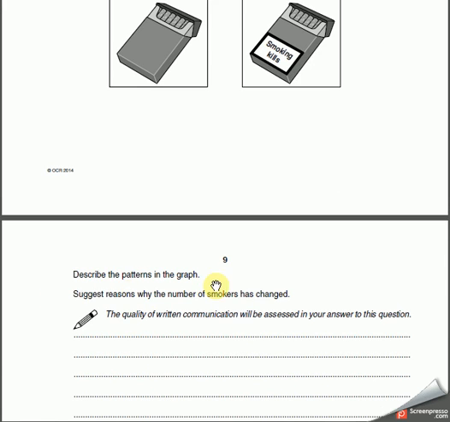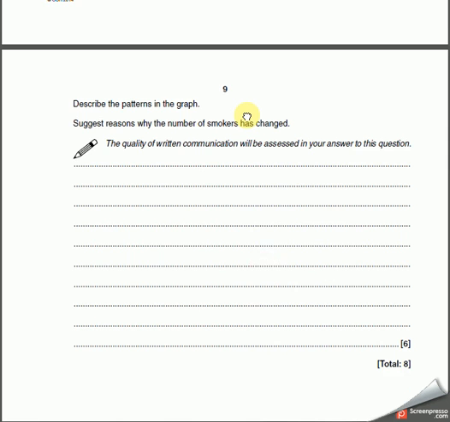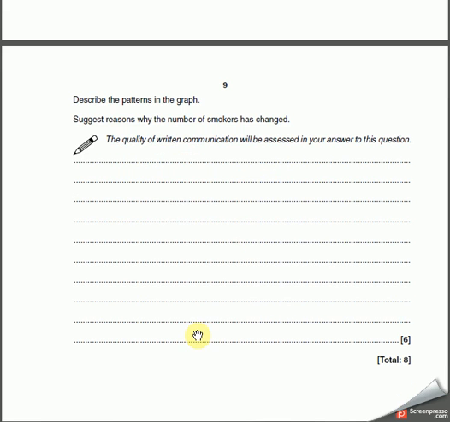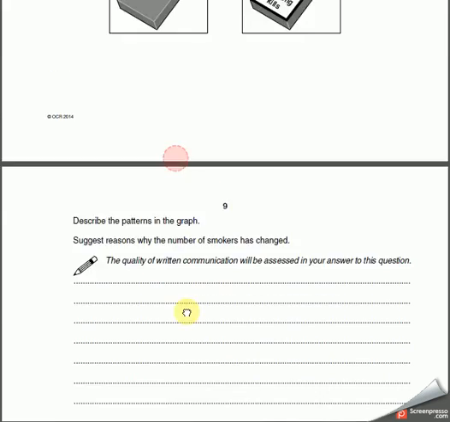Okay, describe the patterns in the graph, suggest reasons why the number of smokers has changed. Now the key point in this question is, first of all, this is 2 questions really, isn't it? When you're looking at it, I did say to you guys before in class that they split the question up. It's not just one simple question. The first bit is describe the patterns in the graph, and the second bit is suggest reasons why the number of smokers has changed. Okay, so let's look at that.